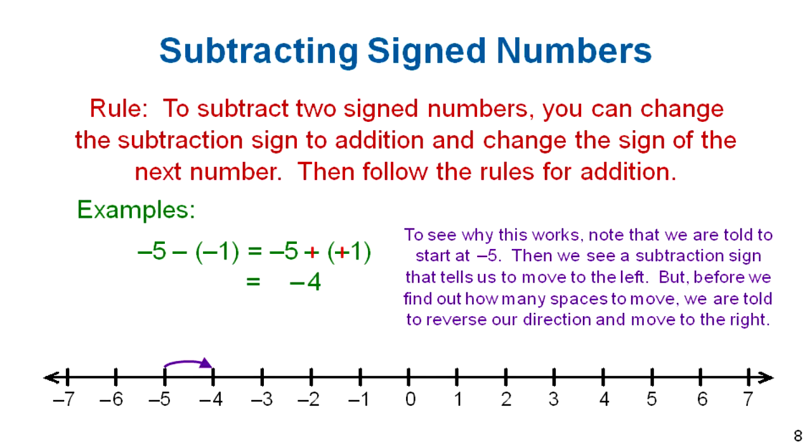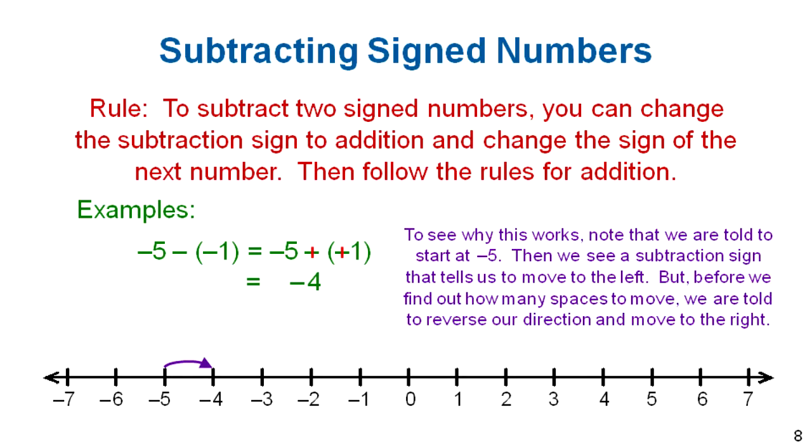To subtract two signed numbers, you can change the subtraction sign to addition, change the sign of the next number, and then follow your rules for addition. For instance, to subtract -5 minus -1, we can change the subtraction sign to addition, and then change the -1 to a +1. Since we can use the concepts we discussed in the last slide to say that -5 plus +1 is equal to -4, this tells us that -5 minus -1 is equal to -4.